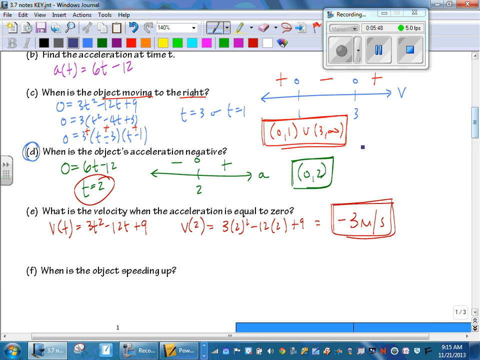We have an acceleration and a velocity number line. What I'm going to do for this problem, for the speeding up, is I'm going to combine those into one number line. I'm going to change the colors here. I'm going to put the velocity on top, and I'm going to put the acceleration on the bottom.